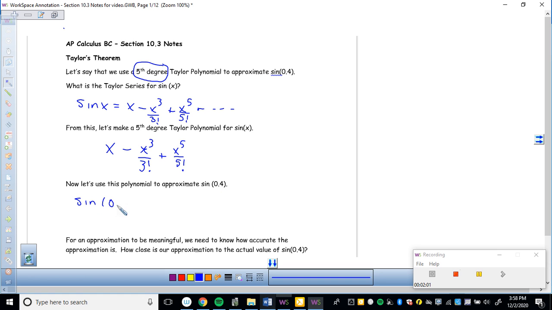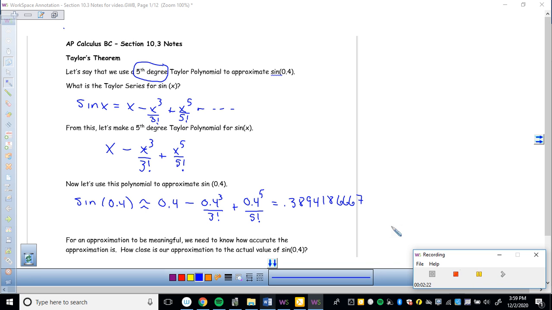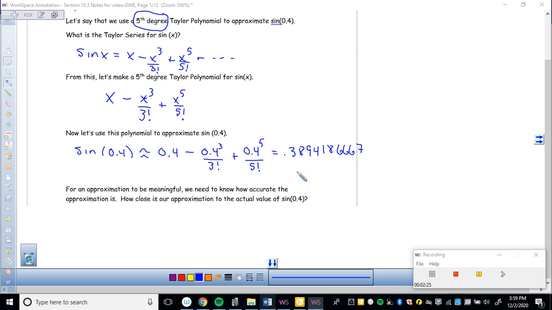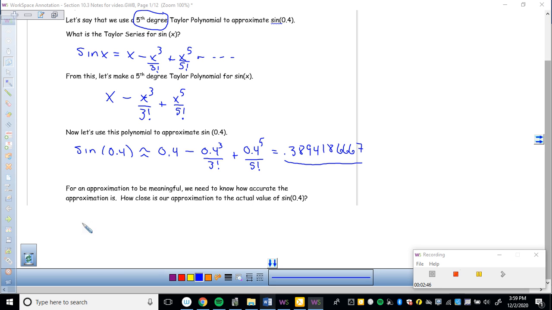All right, well, sine of 0.4 is going to be approximately plugging 0.4 in for every x. And let's find out what that is. All right, so plugging that into our calculator, we get this decimal here. And notice I go way out in the decimals because we want to get as accurate as possible. For an approximation to be meaningful, we need to know how accurate the approximation is. So how close is our approximation to the actual value of sine of 0.4?